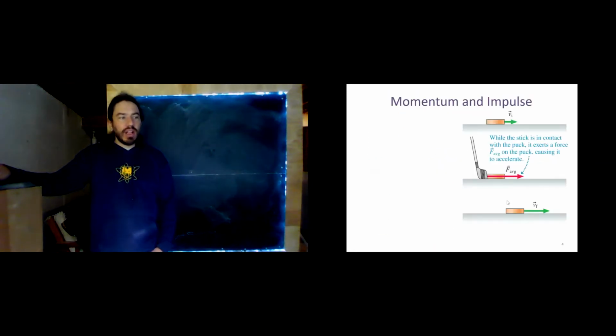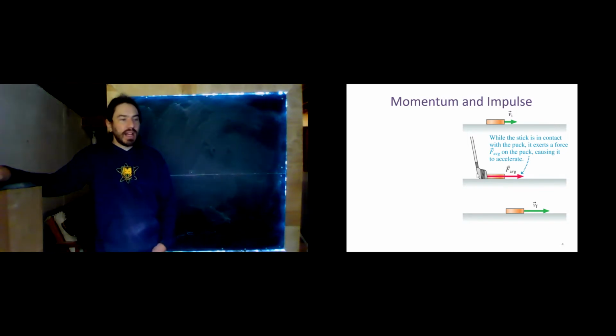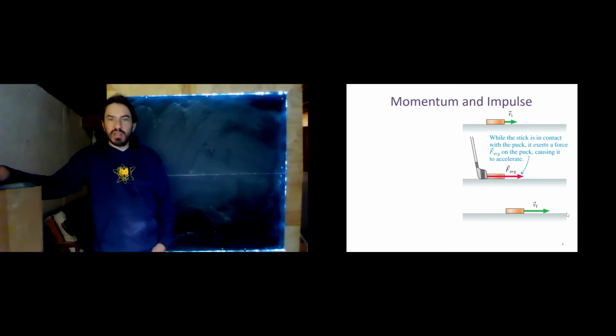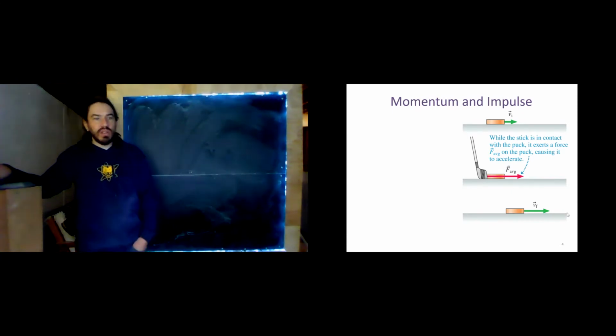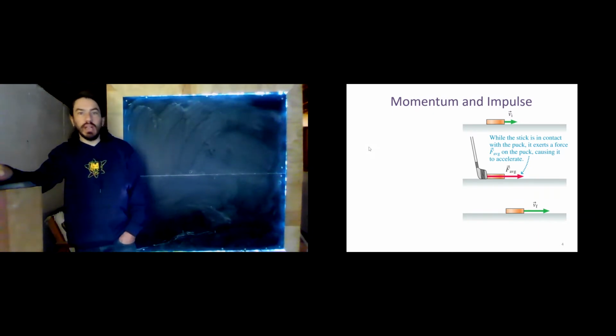Well, let's look at a situation here. Let's say that I've got some hockey puck moving along the ground, I'd say on frictionless ice. So this hockey puck is moving at some constant speed here to the right. And I take my hockey stick and I give it a little tap, and of course the hockey puck speeds up, right? Nothing too surprising there. Well, let's analyze this situation and see what we can learn.